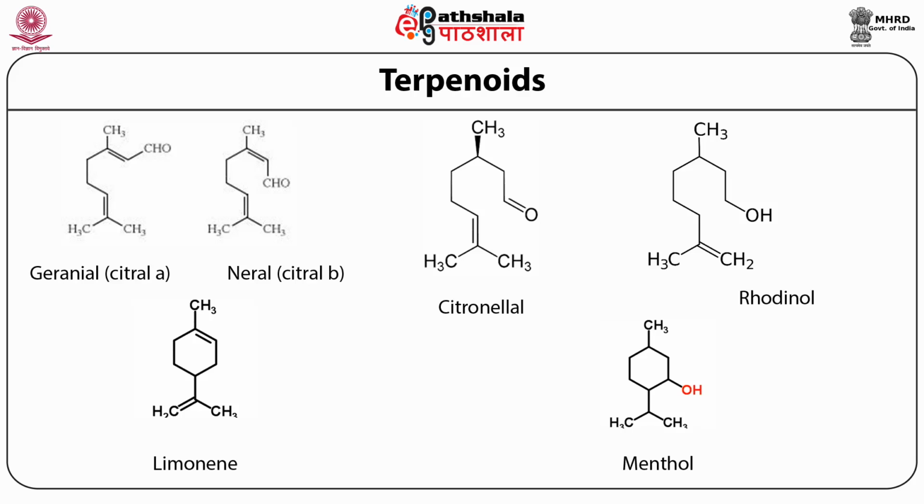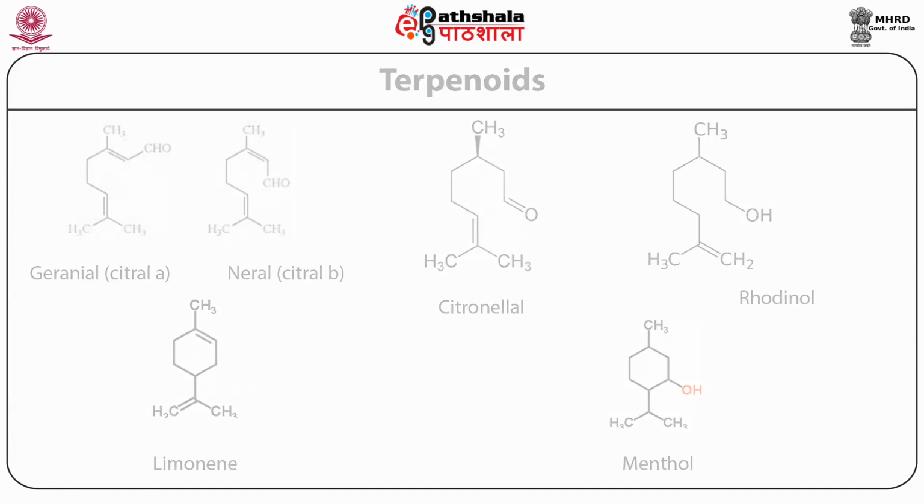Geraniol, a constituent of rose oil, is also found in many other essential oils. The cis isomer nerol also occurs naturally, notably in oils of neroli and bergamot. Some other well-known terpenoids present in essential oils are citronellol, rhodinol, limonene, menthol, piperitone, which is from eucalyptus oil, borneols, and the fennel oil constituent fenchone.